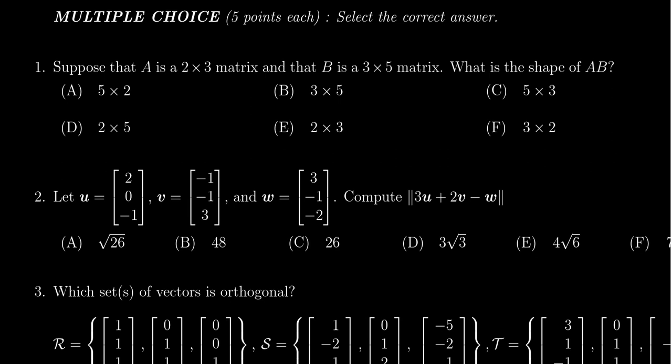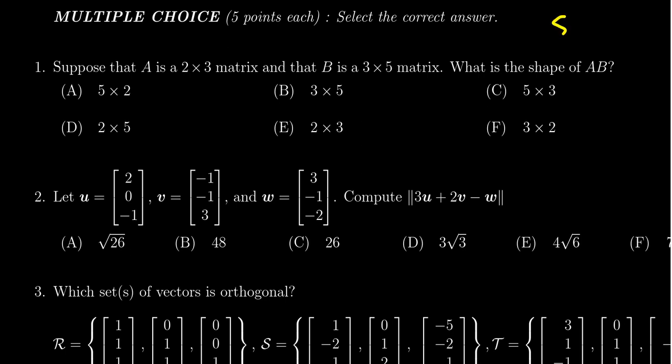So question number 1, as it's currently phrased, tells you, suppose you have a matrix A, which is 2 by 3, and a matrix B, which is 3 by 5. What would be the shape of A times B? That is, what are the dimensions of that matrix? Is it going to be 7 by 5, 3 by 2, 7 by 11? So this has to do with matrix multiplication.